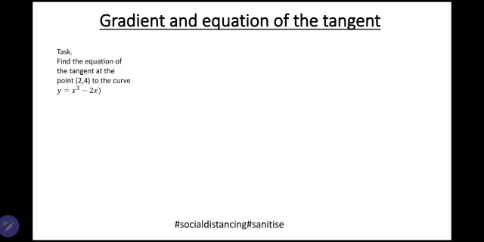So you try out this question and show that your answer for the tangent at the point (2, 4) is y is equal to 10x minus 16. Thank you.